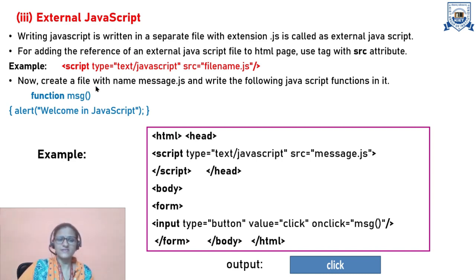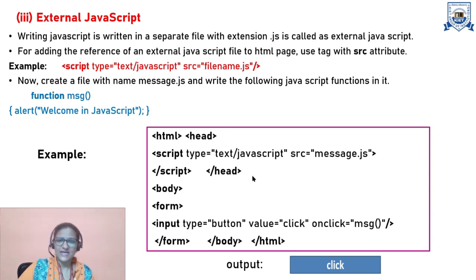For example, first of all, we mention script type equal to text/javascript. The src, the source, is the name of the file along with the extension .js. Now in this example, we have created a file and named it message.js and written the following JavaScript function in it: the function name and the body of the function, where we have written the message along with the alert window. This is saved in message.js.